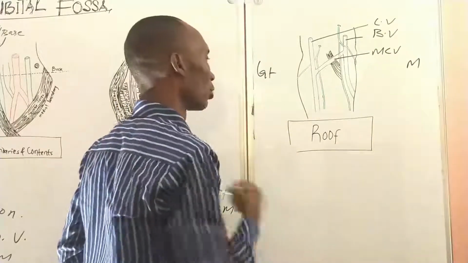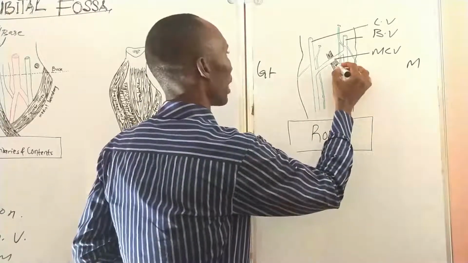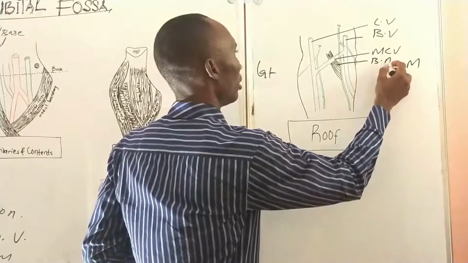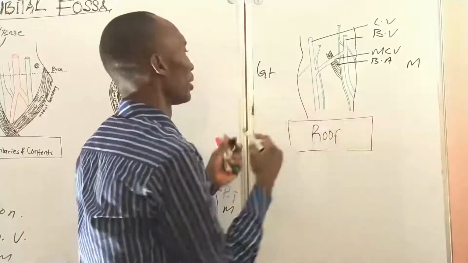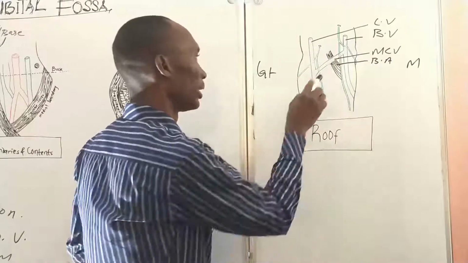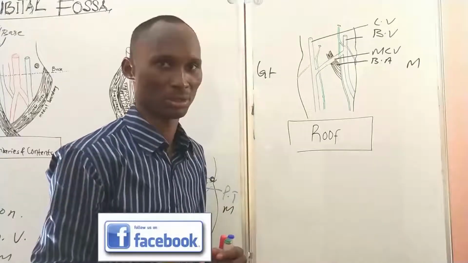Now, the next structure forming part of our roof is the bicipital aponeurosis. The bicipital aponeurosis separates the vein and the cutaneous nerves from the deeper structures, that is the median nerve and the rest of the other structures.